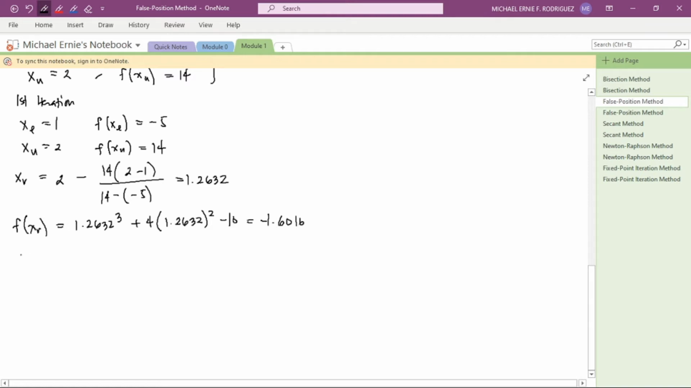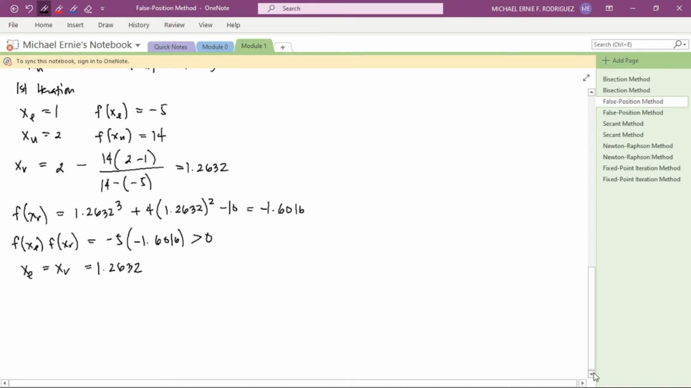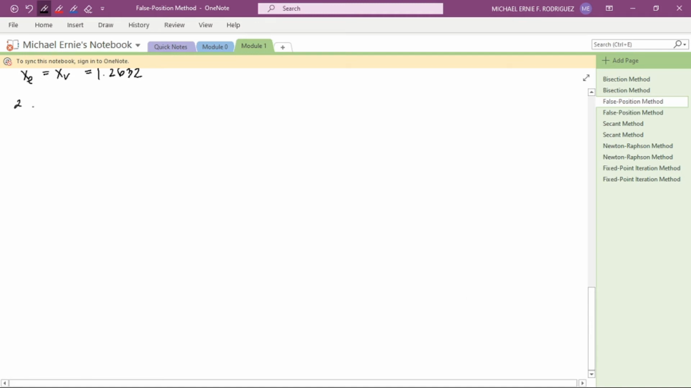1.6016. Then evaluating the product of f of x sub L and f of x sub r is equal to negative 5 times negative 1.6016. That's now greater than 0. Therefore, set x sub L is equal to x sub r, that is 1.2632. Going on, we're going to solve now for the second iteration. We'll now use the values x sub L, that is 1.2632, and x sub u is equal to 2. Then f of x sub L is equal to negative 1.6016 and f of x sub u is equal to 14.